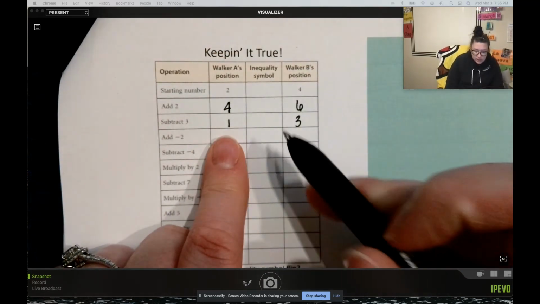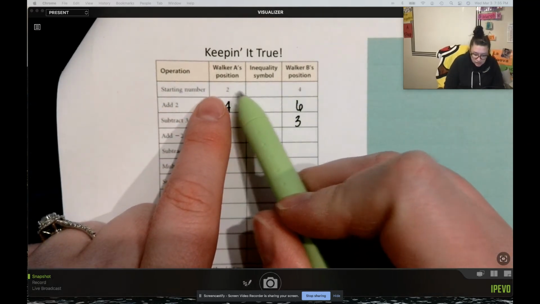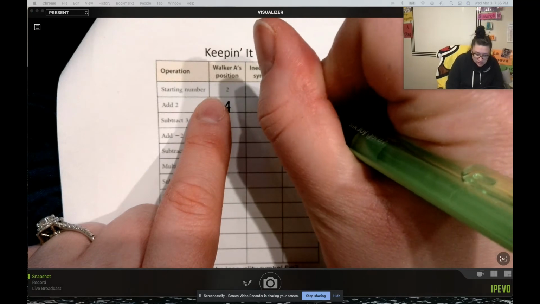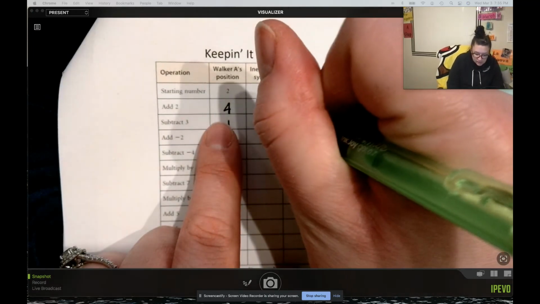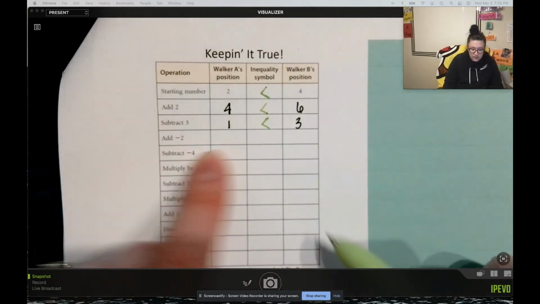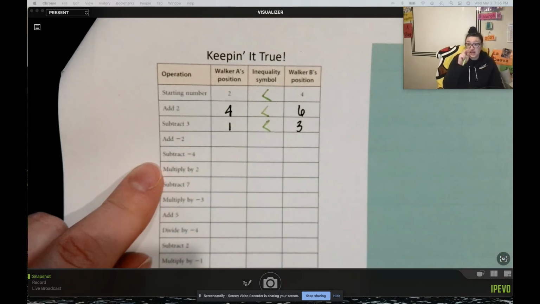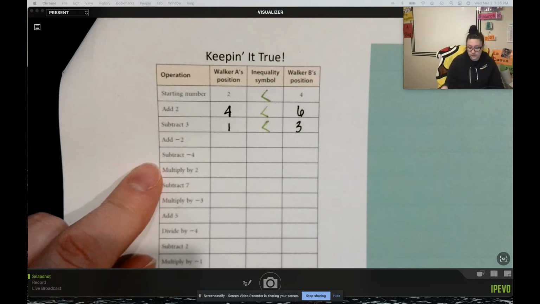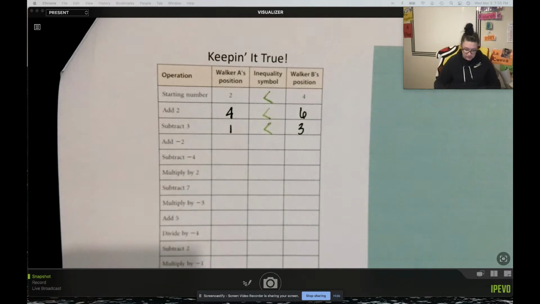And then what you would do is come through and draw this inequality symbol. So this first line, 2 and 4, I see that 2 is less than 4. And I keep going. 4 and 6, 4 is less than 6. 1 is less than 3. As you're going through these operations, you'll find out that the sign's going to flip when you do certain things. So that's why we're doing what we're doing. That's why we're multiplying and dividing by negatives causes us to flip it. So go ahead and do that activity if you're interested.